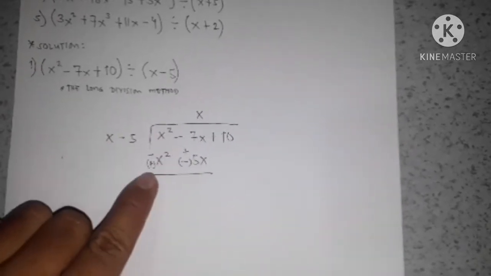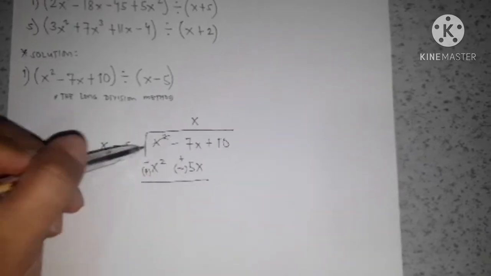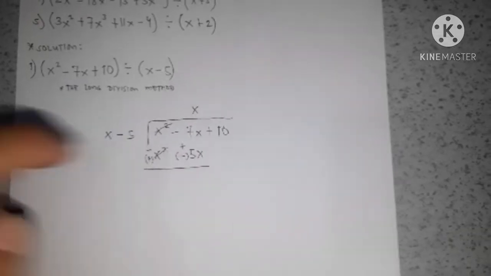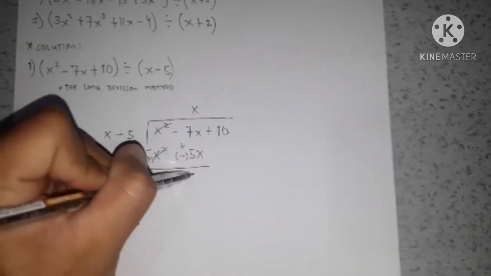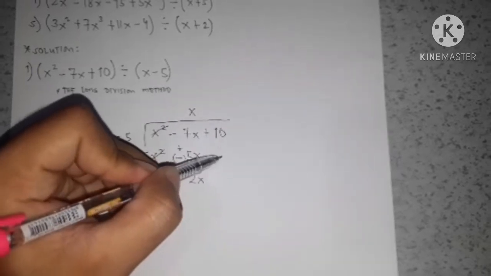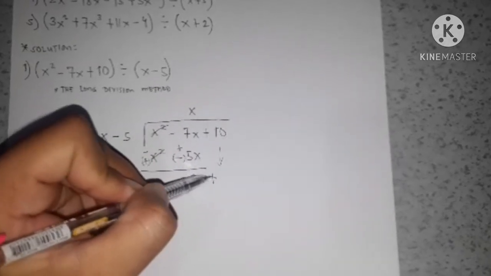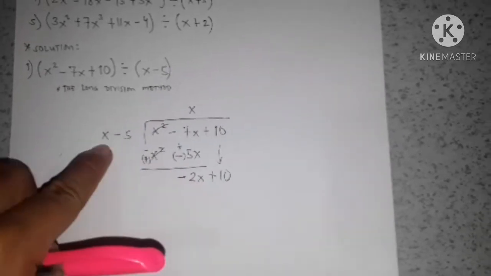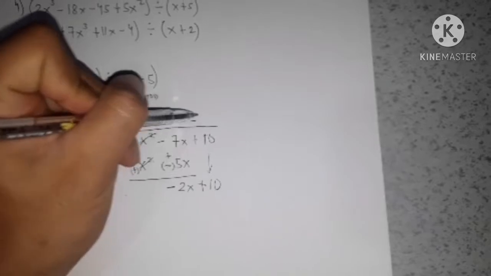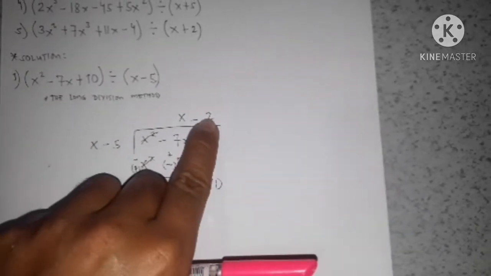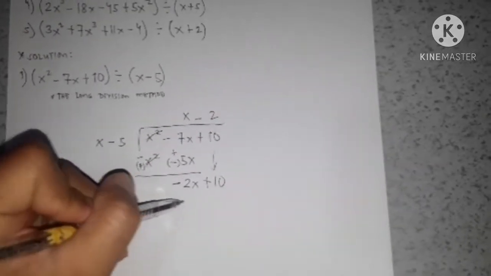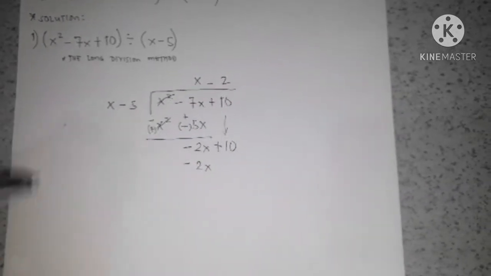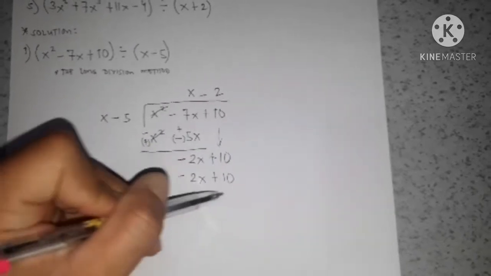So, x squared plus negative x squared, that is equal to 0. And then negative 7x plus positive 5x, that is negative 2x. And then bring down the constant term, which is positive 10. Then ulit, divide this one by this one. So, negative 2x divided by x, that is negative 2. And then negative 2 times x, that is negative 2x. Negative 2 times negative 5, that is positive 10.